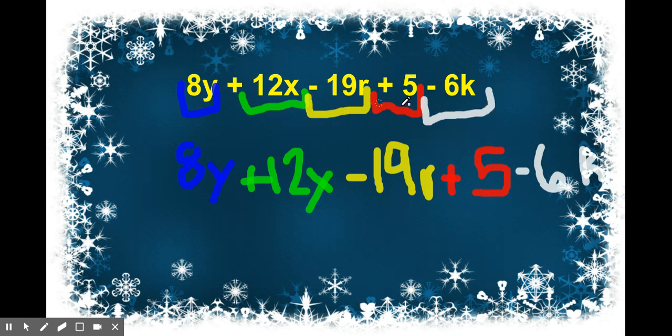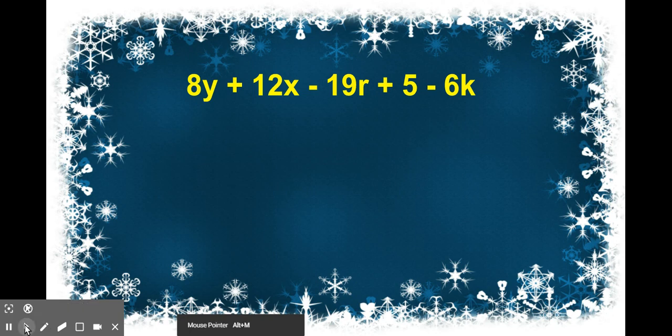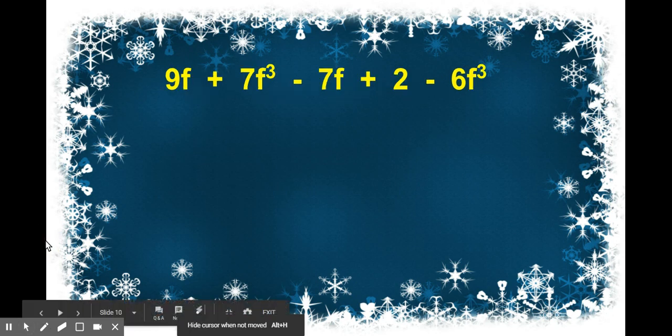Because there were no like terms in this expression, I can't simplify it. It's already in the simplest form. So if I were asked to simplify this expression, it would be written the same exact way, because there is no way to simplify this anymore. It is already simplified because there are no like terms. So let's take a look at our other example.